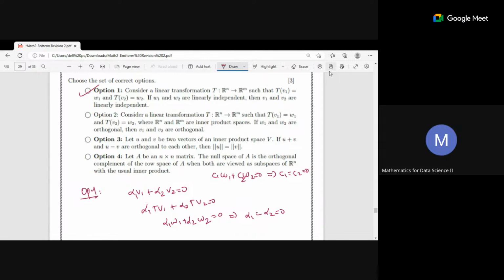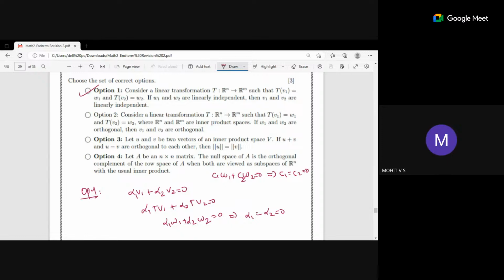Clear? Okay. Now consider a linear transformation T from Rn to Rm, and remember it is Rn to Rm, such that T(V1) equals W1 and T(V2) equals W2. If W1 and W2 are orthogonal, then V1 and V2 are orthogonal. Is it necessary?